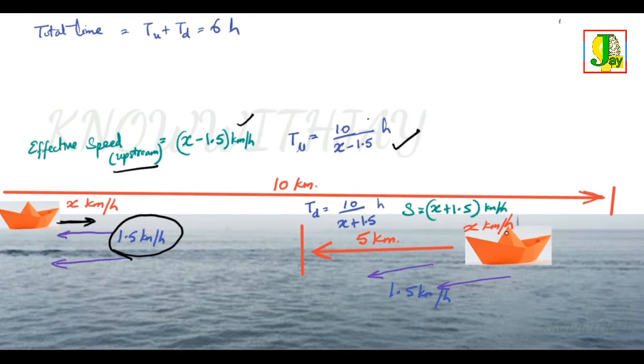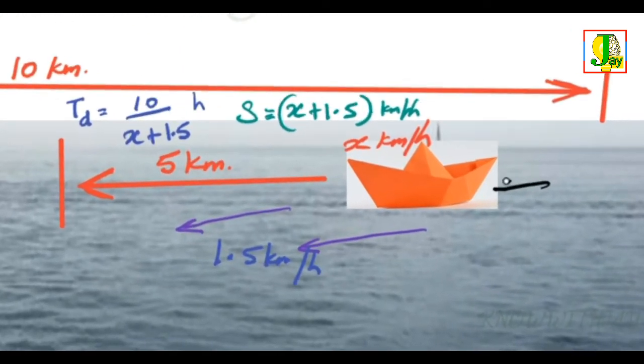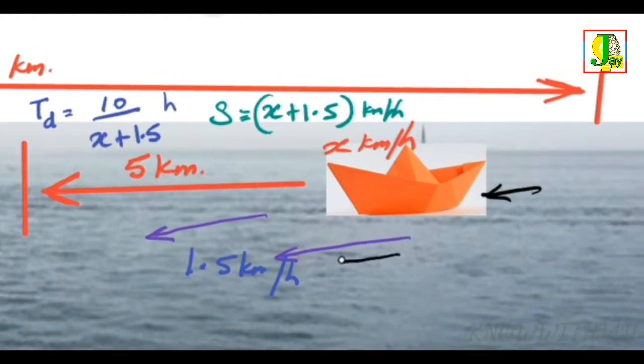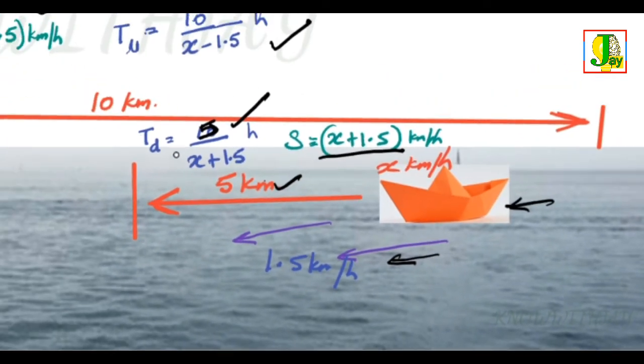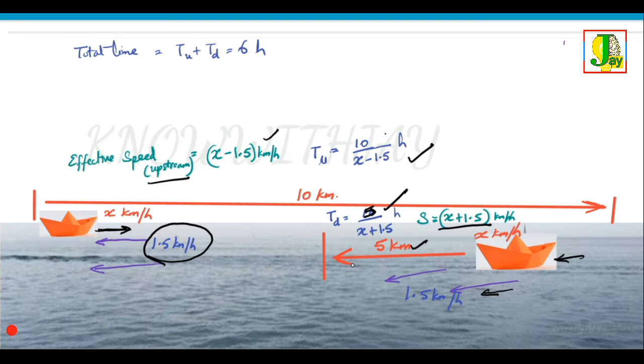The boat goes downstream, so it's moving along with the direction of flow of water, and it goes 5 km. In that case the effective speed will be x plus 1.5 km per hour, and the time taken, since the distance is 5, will be 5 by x plus 1.5. So this is the time taken by the boat to travel 5 km downstream.